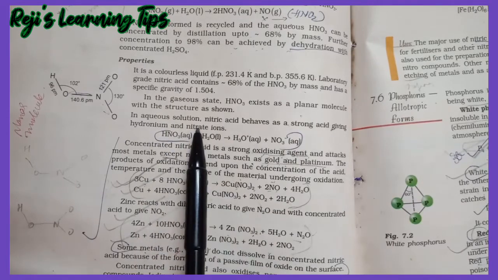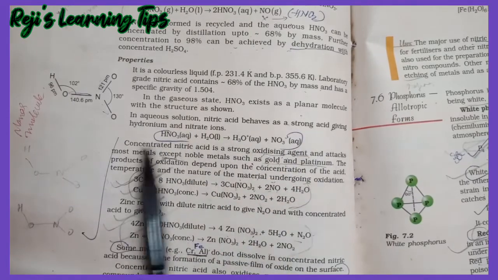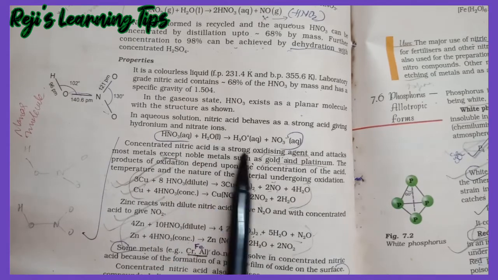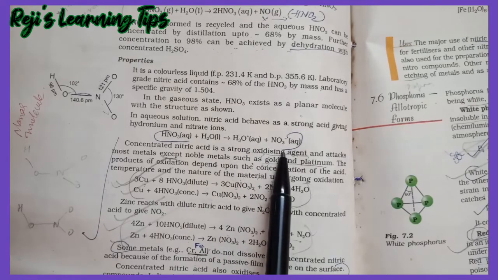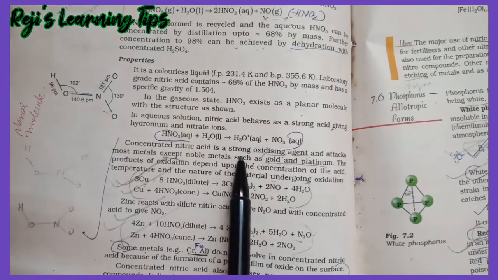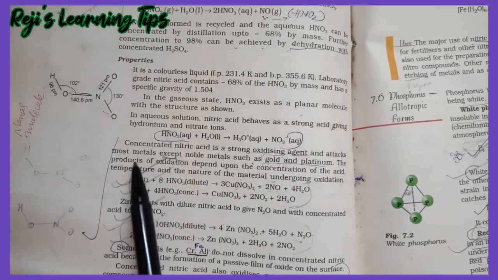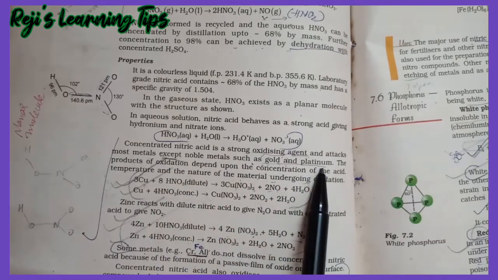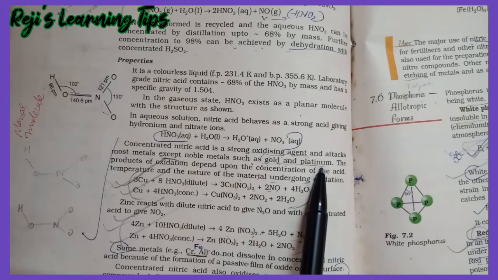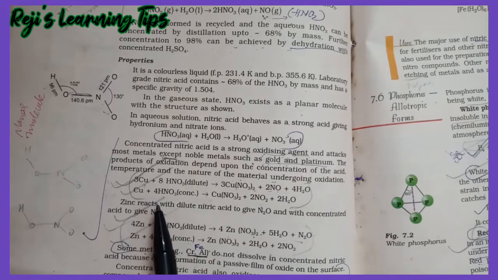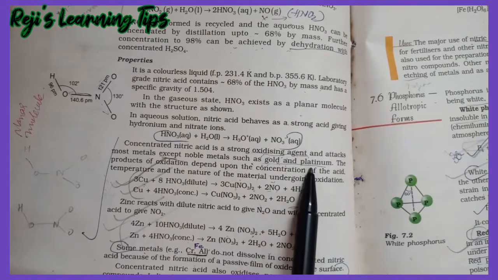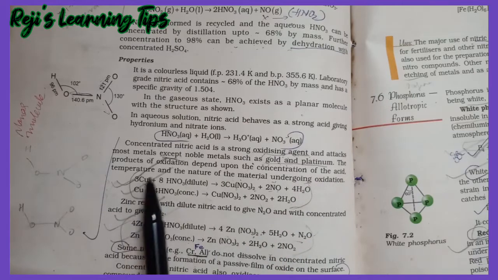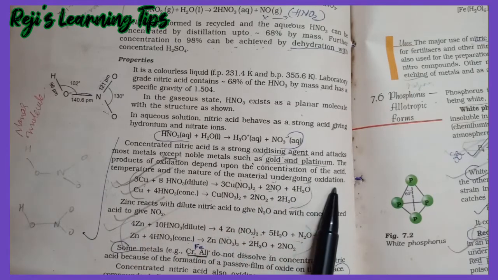In aqueous solution, nitric acid behaves as a strong acid, giving hydronium and nitrate ions. Nitric acid reacts with water, and we get hydronium ion and nitrate ion. Concentrated nitric acid is a strong oxidizing agent, so it attacks most metals except noble metals such as gold and platinum. The products of oxidation depend upon the concentration of the acid, temperature and nature of the material undergoing oxidation.